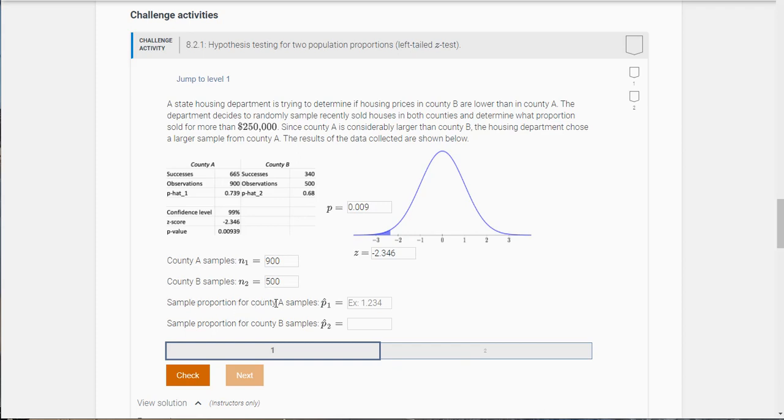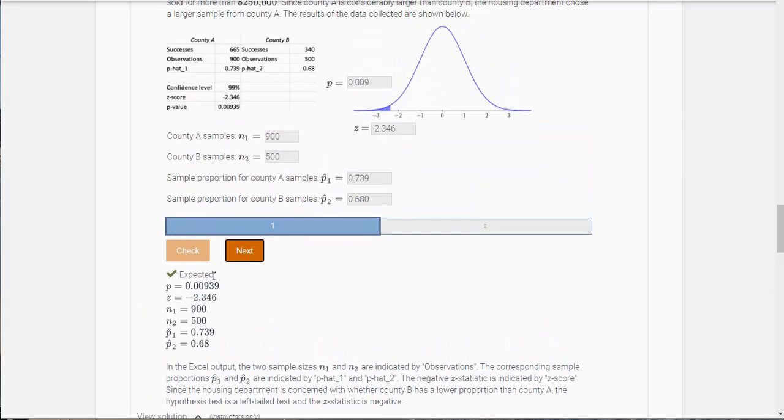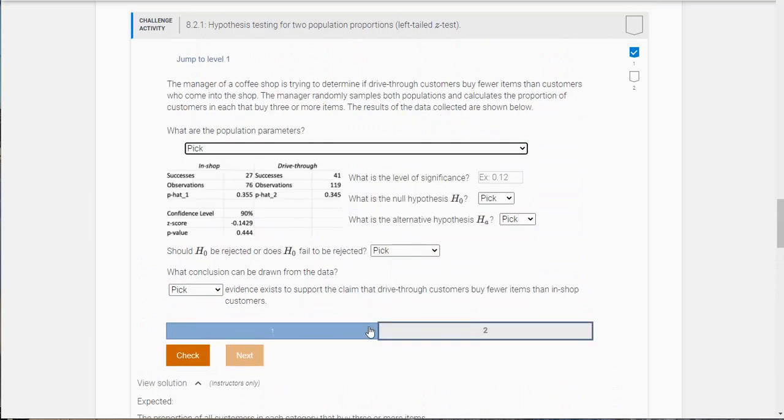What is the sample proportion for County A? They have it listed right here. And they want it to 3 decimals, so 0.739. And for County B, look here at 0.68, so I'll go 0.680 here, so it's the same to 3 decimal points. And we got it right there. Okay, so that's just grabbing the data from the Excel output. But now let's go and conduct a hypothesis test here.